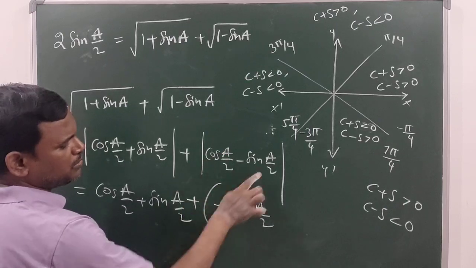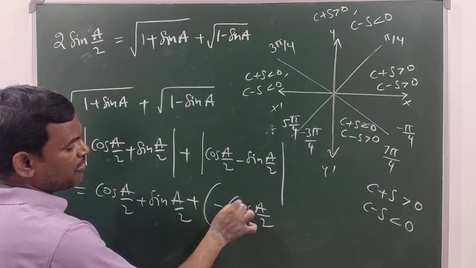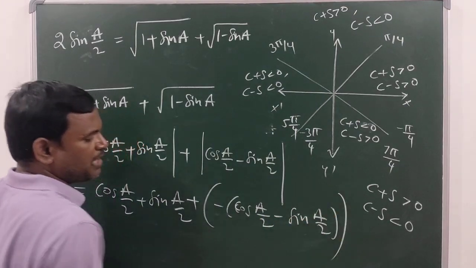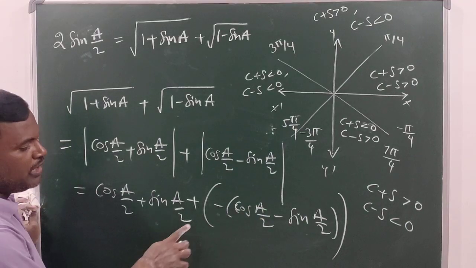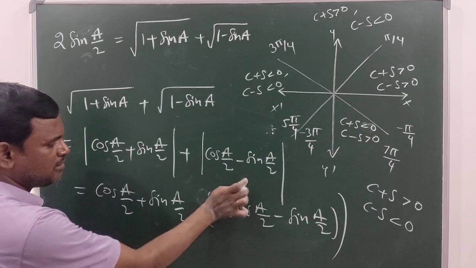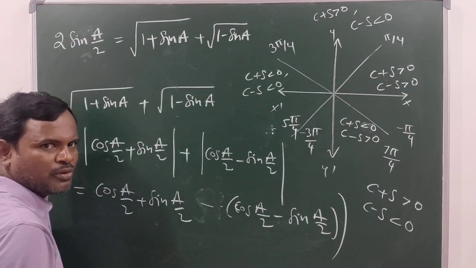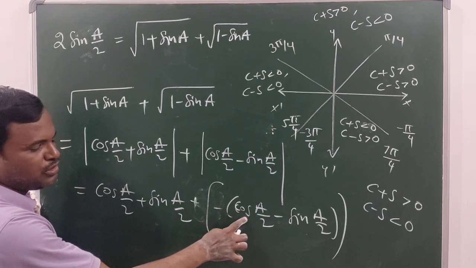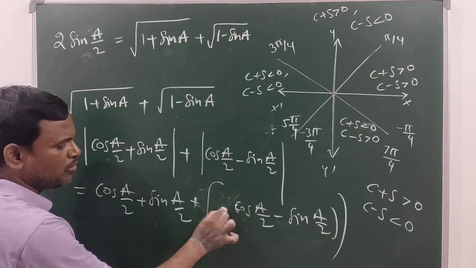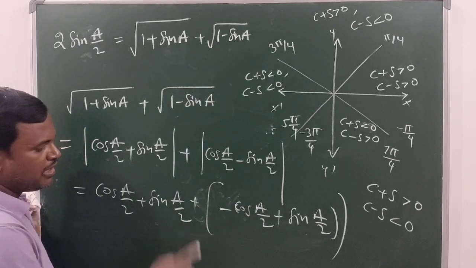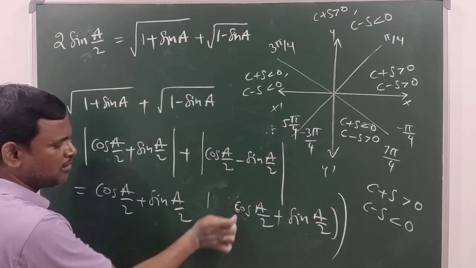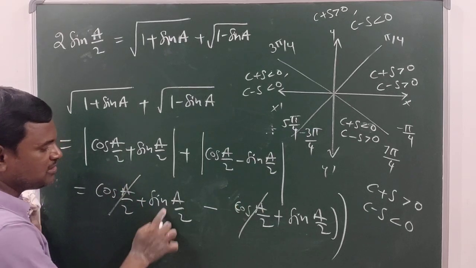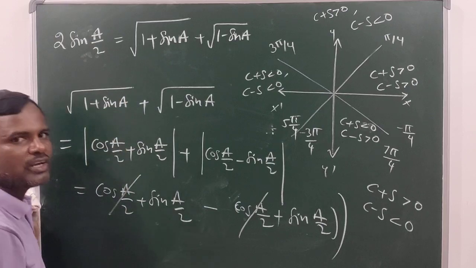When you remove this mod symbol, I am taking minus of cos A by 2 minus sin A by 2. Now open this bracket. If you open, what do you get? Plus into minus, minus. Actually your plus is there. I have taken minus. Now simplify. Minus into cos A by 2 is minus cos A by 2, and that minus into this minus gives plus. Now plus cos A by 2 minus cos A by 2 cancel. Sin A by 2 plus sin A by 2, you are getting 2 sin A by 2.